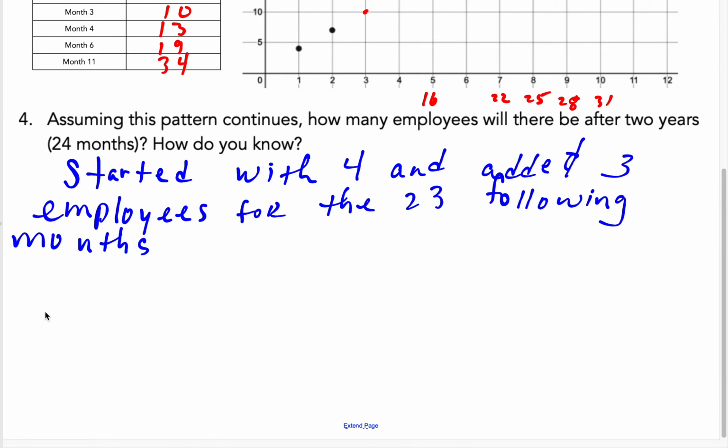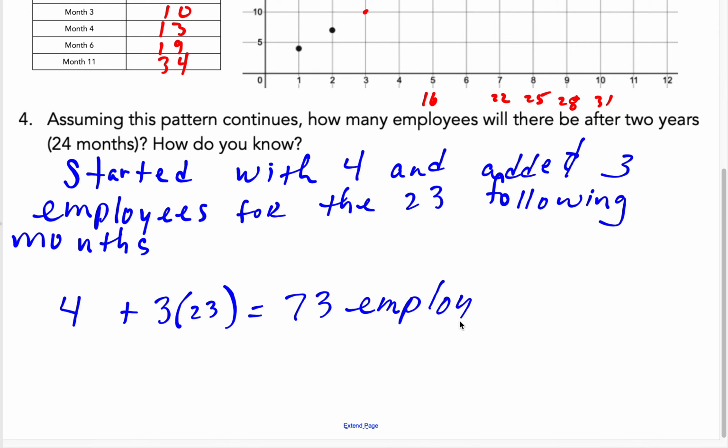Let's try to create an equation for that. 4 plus 3 times 23, that's going to be 73 employees. That's what's happening here. We could manually keep adding 3, but a quicker way to get there is we started with 4. All we're going to do is add 3 times 23, that's 73. So I'm starting to write it a little differently because it's going to lead me to a formula that we're going to use called the explicit rule.